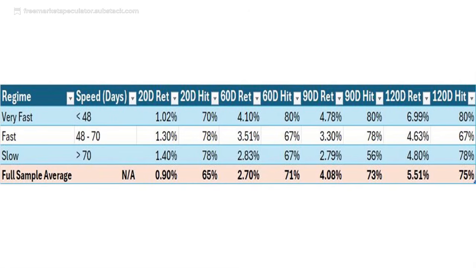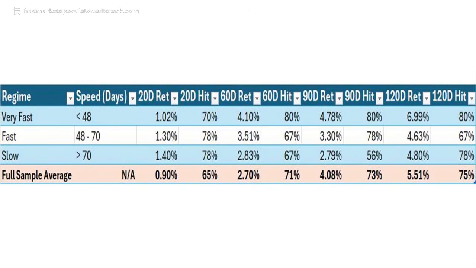The table presents 20 trading day, 60-day, 90-day, and 120-day returns for the S&P 500 following 14-day RSI shifts based on the speed of the momentum shift measured in trading days. Very fast, fast, and slow. I've also included hit rates, so that's the percent of signals that saw positive returns, and the full sample averages for your reference.